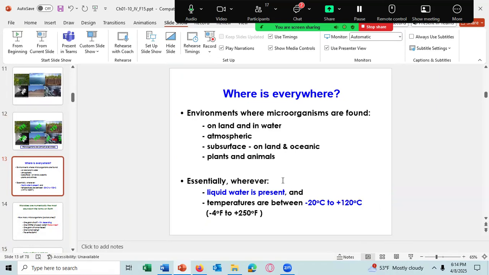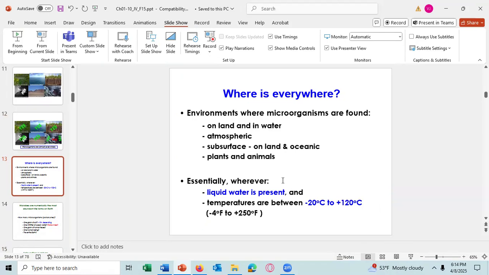Where is everywhere? Environments where microorganisms are found: on the land, in the water, in the atmosphere up about a mile, subsurface, under the land and under the ocean floor, also down about a mile. And then you have microorganisms on all plants and animals. You can find microbes, sorry, and I don't know if I mentioned, I use the term microbe and microorganism synonymously, and I use one for the other, whatever.